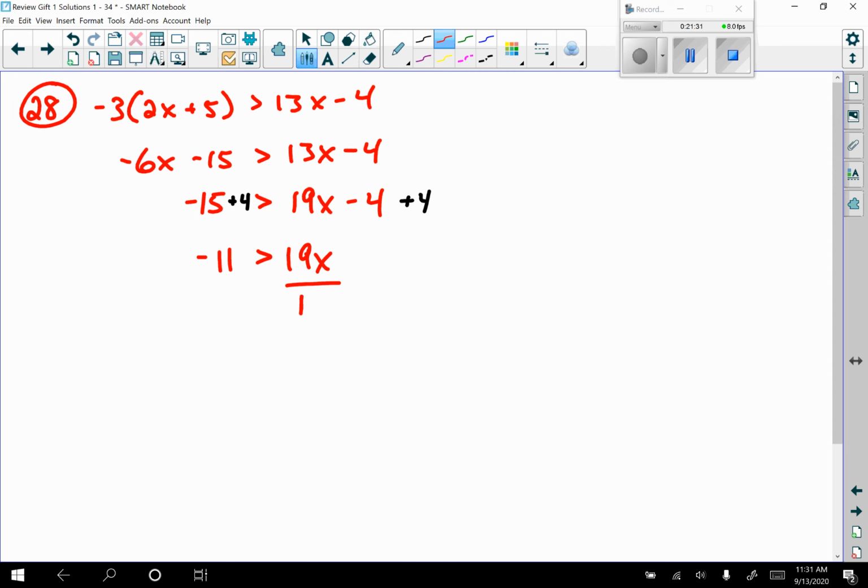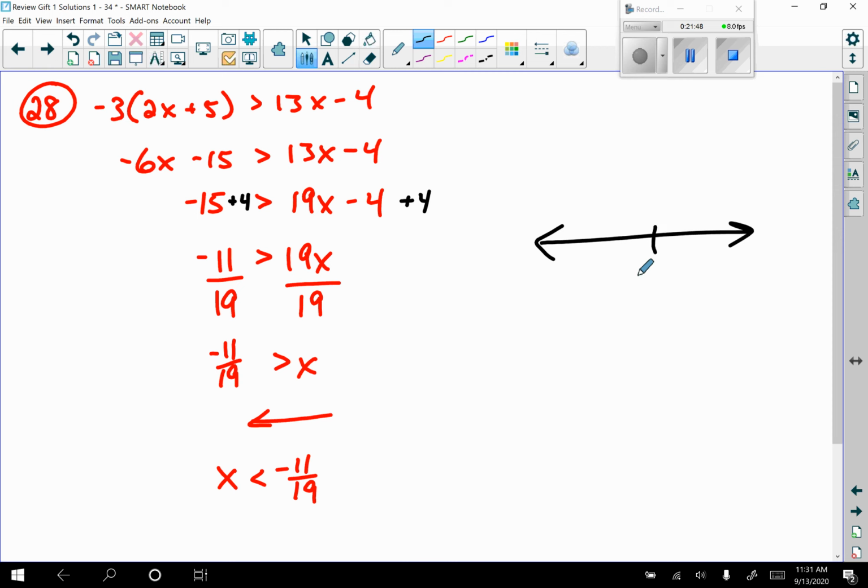So now I want to divide by a positive 19. My sign will not flip. So x is going to be, and I'm reading it this way, x is going to be less than negative 11/19. Or if I flip this around, x is less than negative 11/19. So if I go to put this on a number line, again, I just need my fraction, my key number. This is going to be an open endpoint. And again, shade to the left. So we're at negative infinity to negative 11/19 in a parenthesis there.